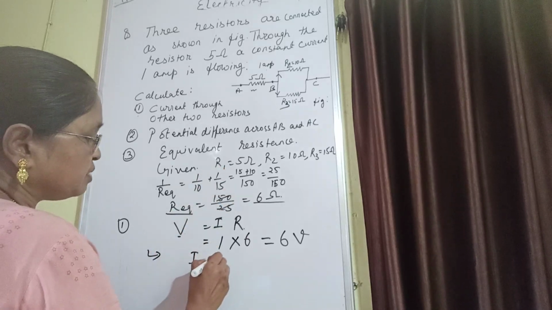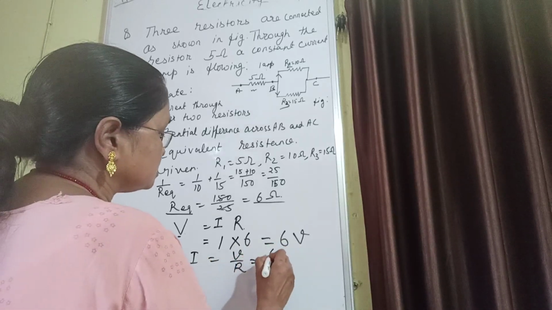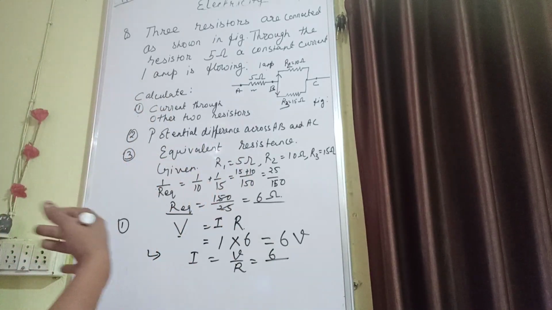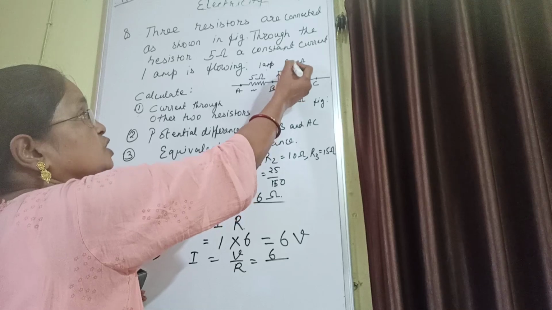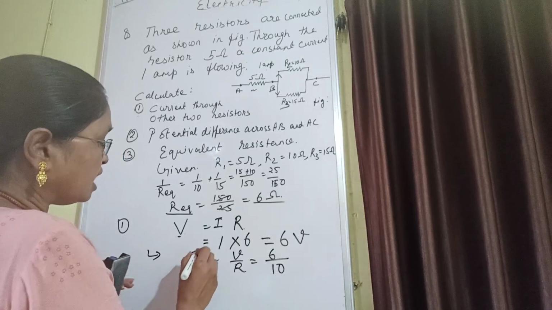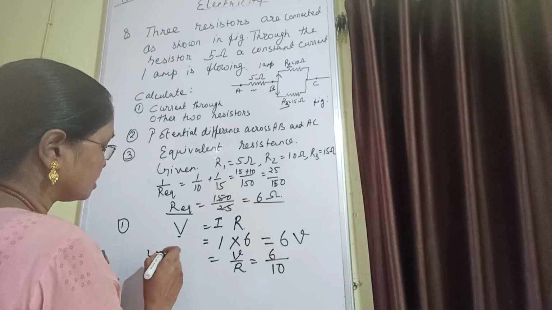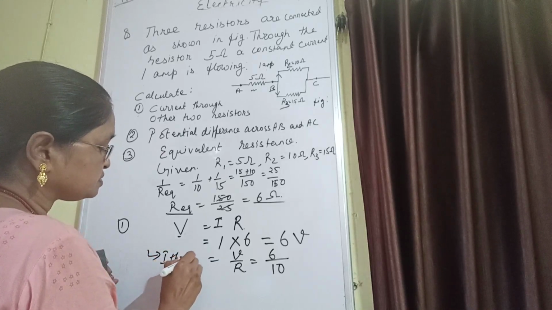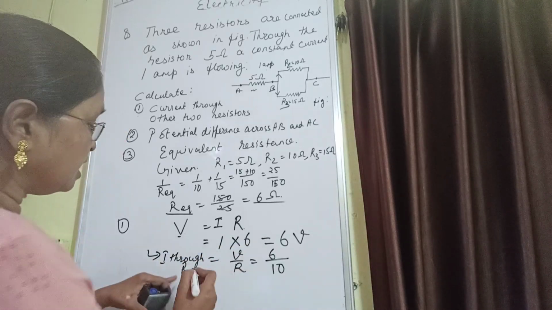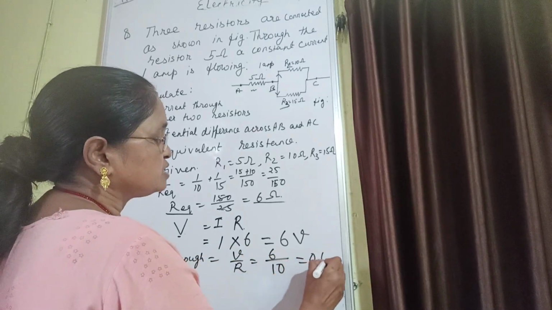I we can write as V by R. V we have got 6 volt, and R, through R2 we are finding, that is 10 ohm. So first, I through R2: we have 6 by 10. R2 is 10, V is 6. So what we are getting? 0.6 ampere.